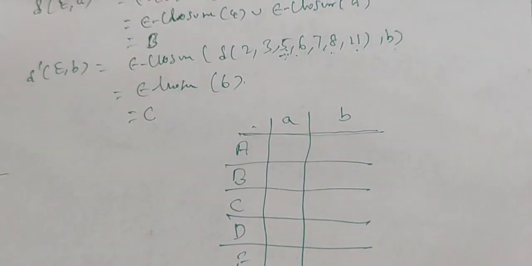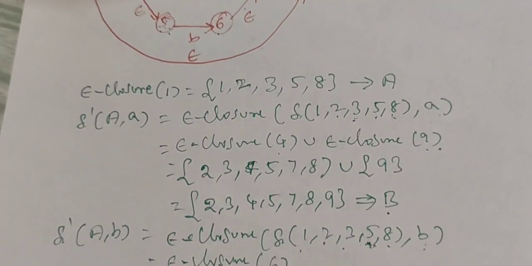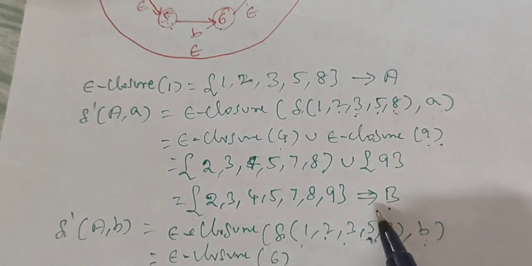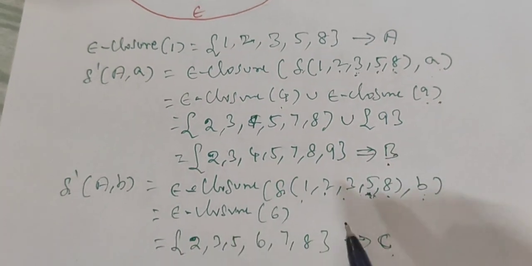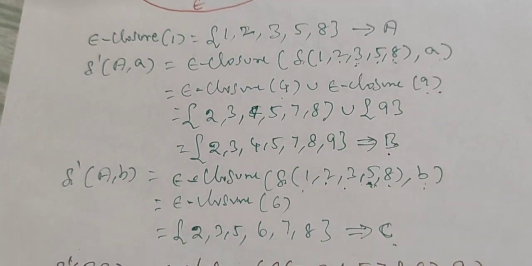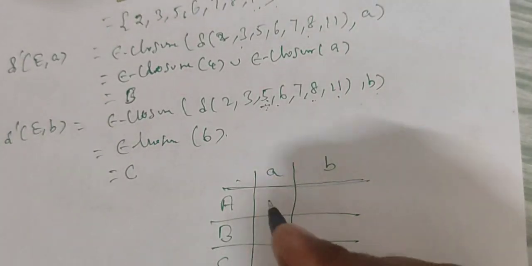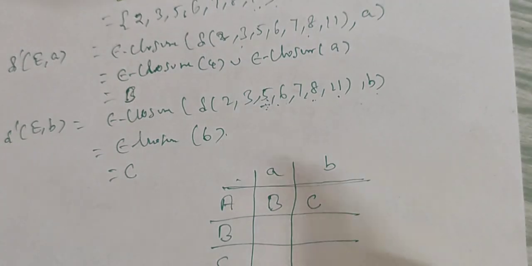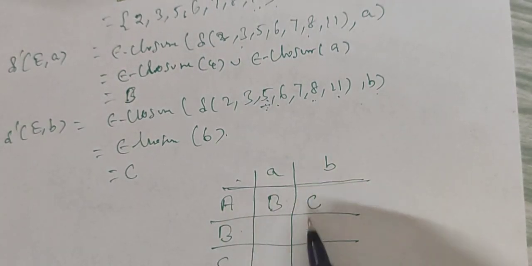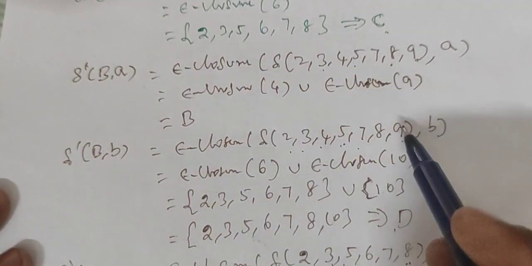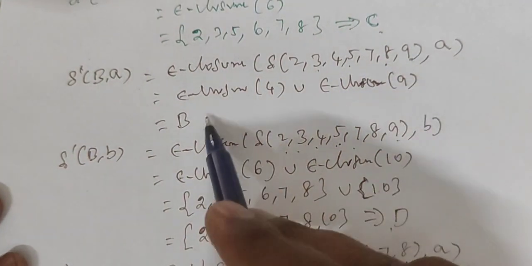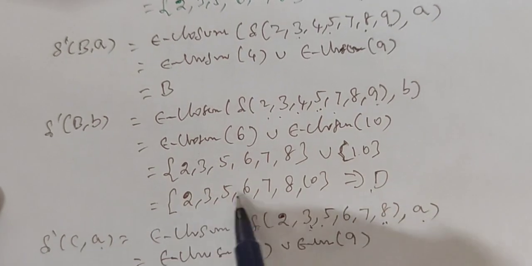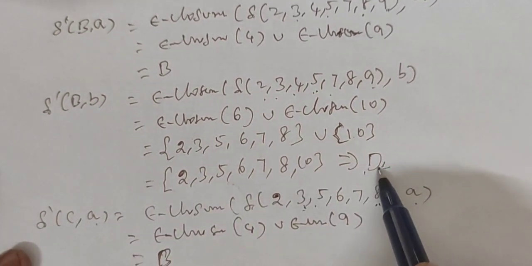Now delta dash of A comma A goes to B. And delta dash of A comma B goes to C. So the first answer is B and C here, and in this table we will get B and C. Now delta dash of B comma A and delta dash of B comma B we have to find. Delta dash of B comma A gives me the answer B, and B comma B gives me the answer D.